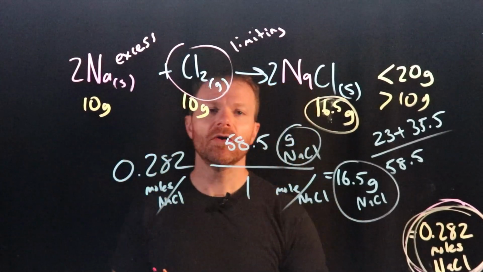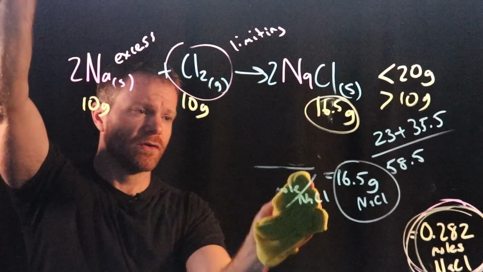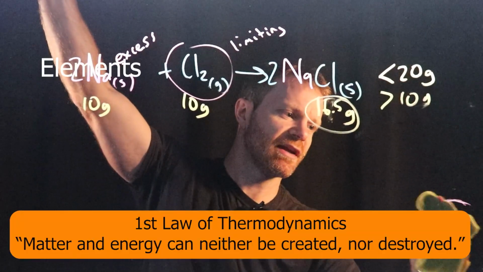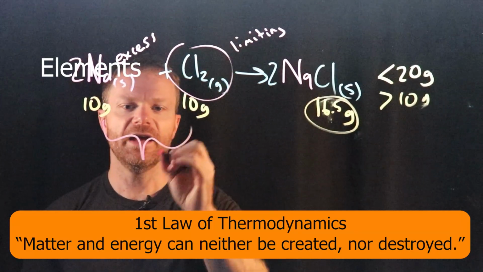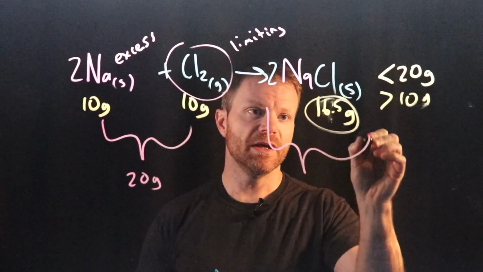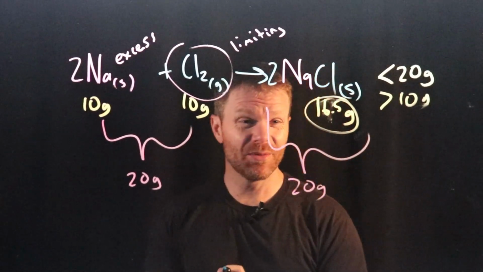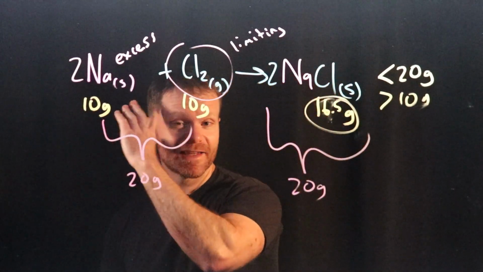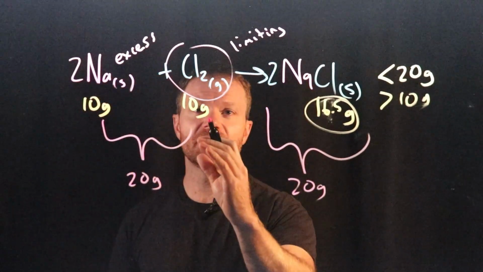Now, what if I asked you, chlorine is our limiting reactant, right? And sodium is our excess reactant. Now remember, we live in a universe in which the first law of thermodynamics exists, so matter and energy can neither be created nor destroyed. So how much total stuff did I have in my reactants? I had 20 grams. So when the reaction is done, there should be in our products 20 grams of stuff. But as you can see, there isn't. There's 16.5. And that's because some of this 20 grams is our leftover excess reactant, in this case, pure sodium metal. So going into the reaction, we have 10 grams of sodium metal and 10 grams of chlorine gas.